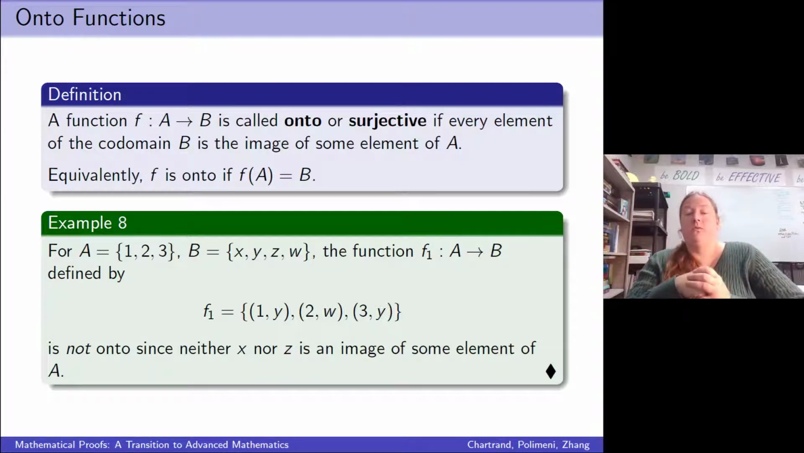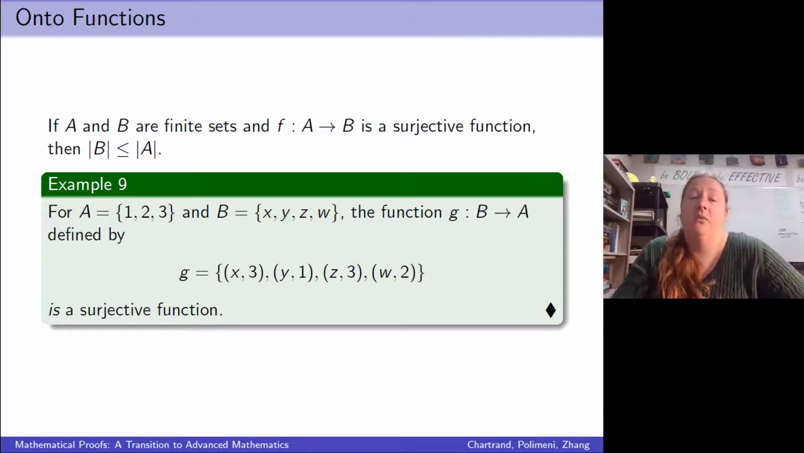I have A equals the set {1, 2, 3}. B equals the set {x, y, z, w}. Now, the function f1 from A to B, defined by the set of ordered pairs (1,y), (2,w), (3,y), is a function, but it's not onto because there are no elements in A that map to x or z. So both x and z are missing from the image of A.